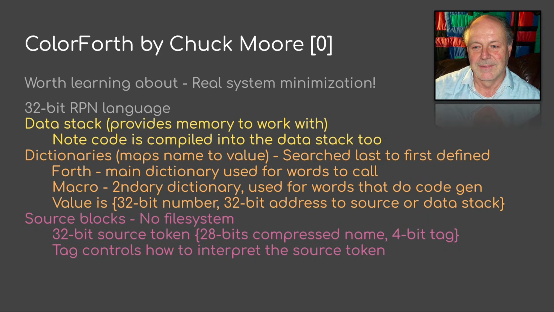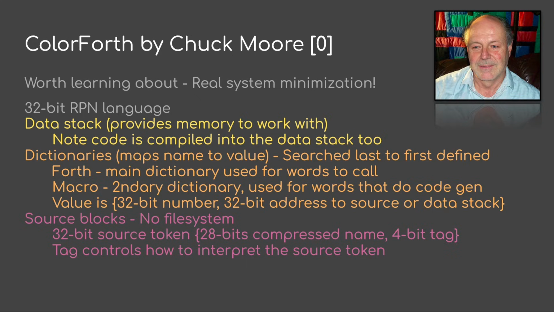There are two main dictionaries, the Forth one, which is used for words to call, and macro, which is a secondary dictionary used for words that do code generation. Source is broken up into blocks. There is no file system. Inside the source blocks are 32-bit tokens.